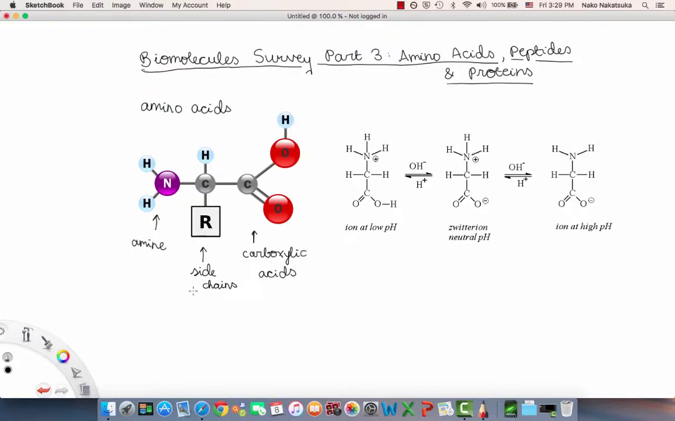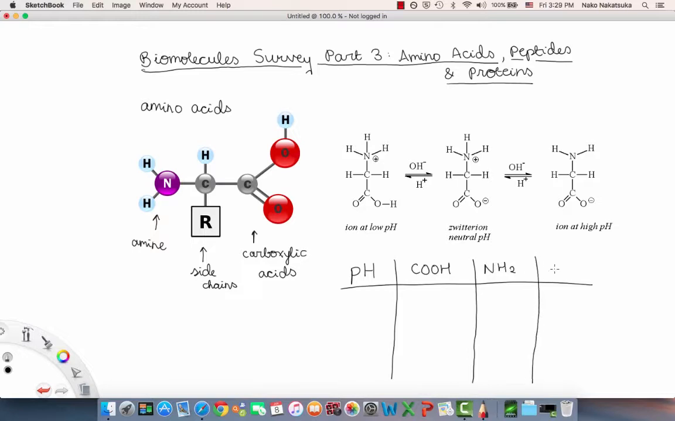I'm sure you went over this in general chemistry, but let me show you very quickly why we have different charges at different pH values. So let's say we have a table of pH, and then we have COOH, the carboxylic acid group, and we have the amine group, NH2. And I'll put charge right here. The approximate pKa of COOH for the C terminus is 3.8. And for the N terminus, NH2, it's approximately 7.8.